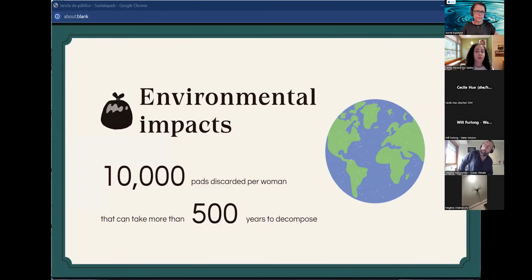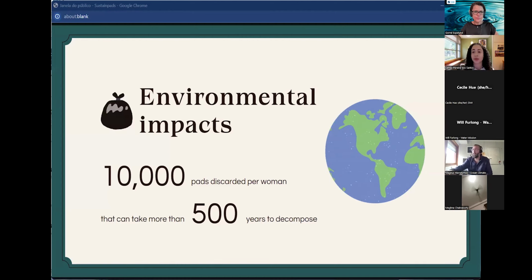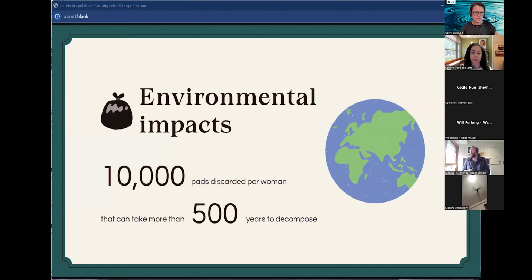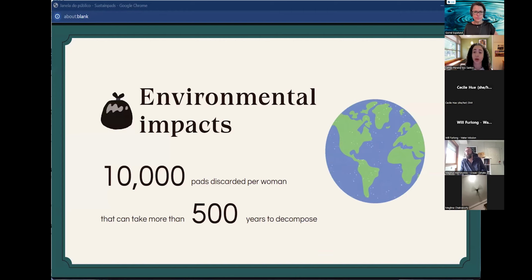Besides, the problems surrounding the use of sanitary pads are not only limited to the social and economic perspectives, but also extend to environmental ones. On average, a woman discards 10,000 sanitary pads during their lives, and the most common commercialized sanitary pads take around 500 years to decompose, since most of them are made of plastic.